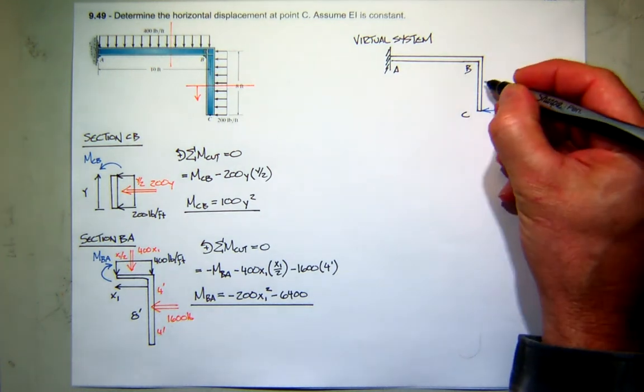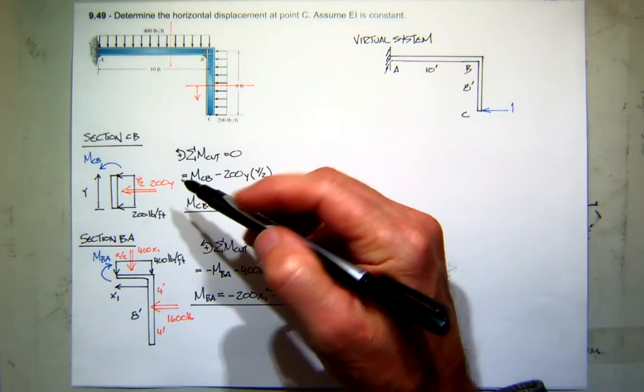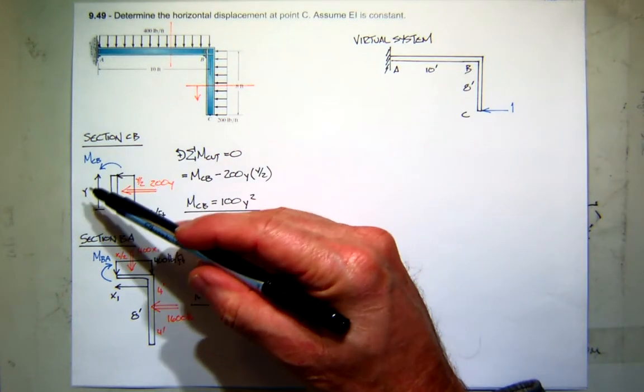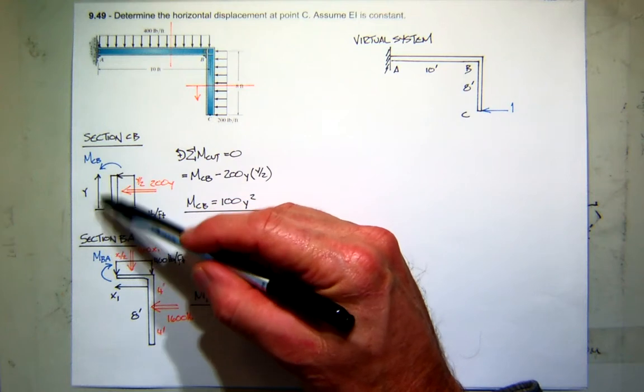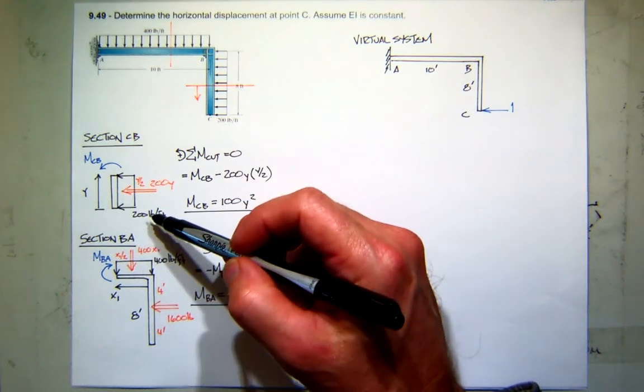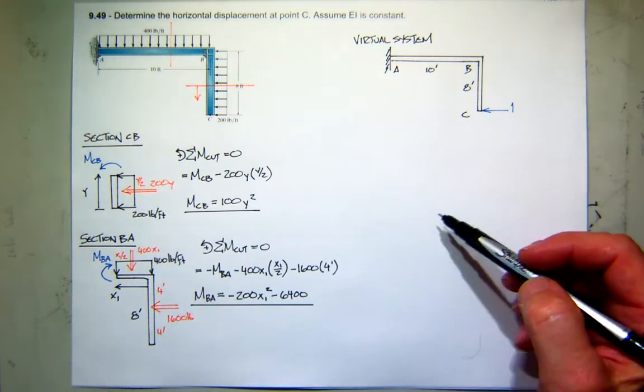So any questions about that? About finding the virtual system? Now, since I chose this kind of free body and these directions for my moments and these coordinates, once you make that choice, you're stuck with it. So I've got to use the same system for the virtual.